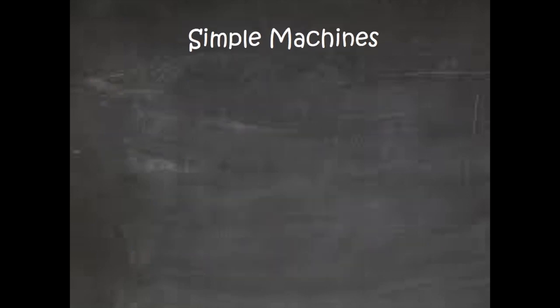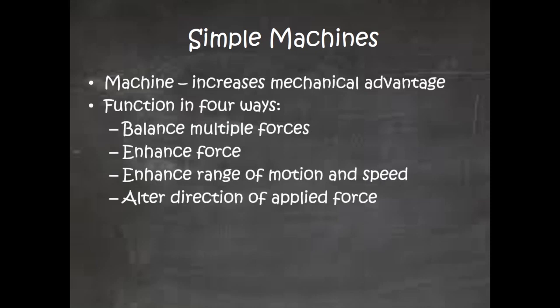Let's talk briefly about simple machines before we discuss how they relate to the musculoskeletal system. What is a machine? A machine is anything that increases mechanical advantage. Machines function in one of four ways. They can balance multiple forces, enhance force, enhance range of motion and speed, or alter the direction of the applied force.